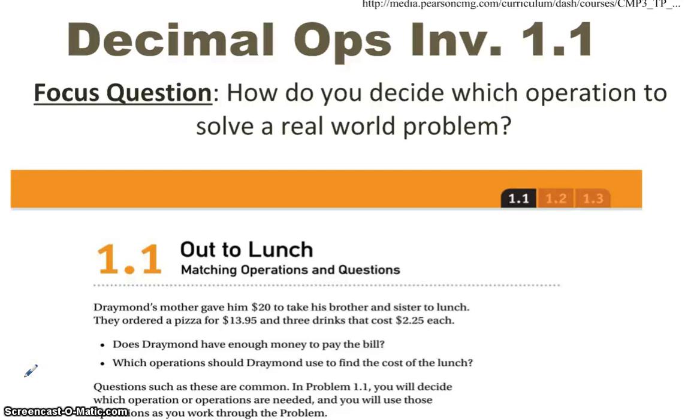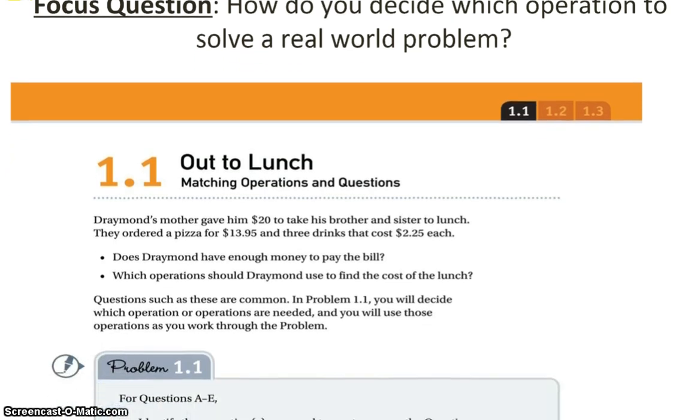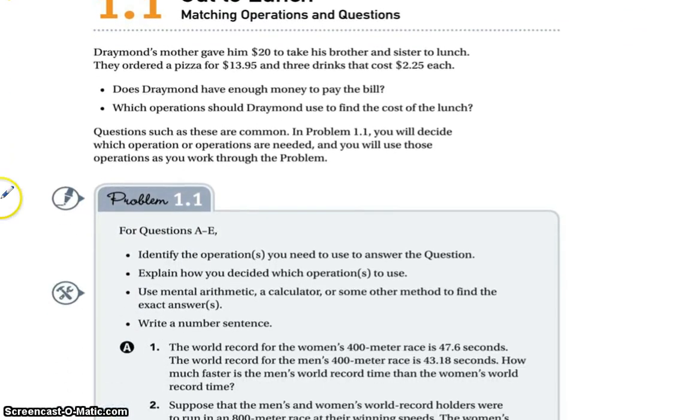All right, today we are going to be discussing decimal operations investigation 1.1 and 1.2. 1.1 is deciding which operation we need to solve a problem, and 1.2 is going to be how to use estimation with decimals. So we're going to start off by showing how to determine what operation to use when we solve a problem. All right, so first things first.